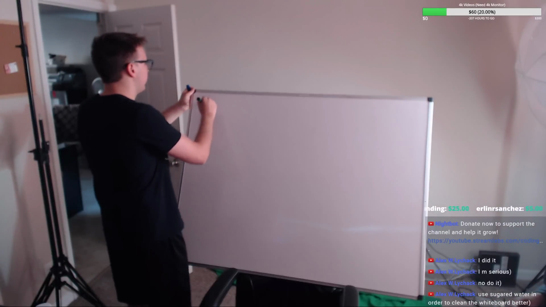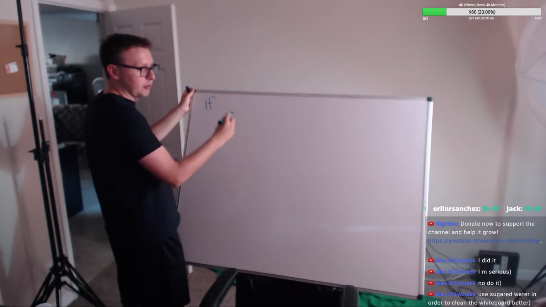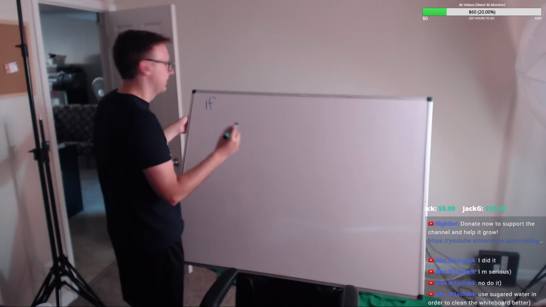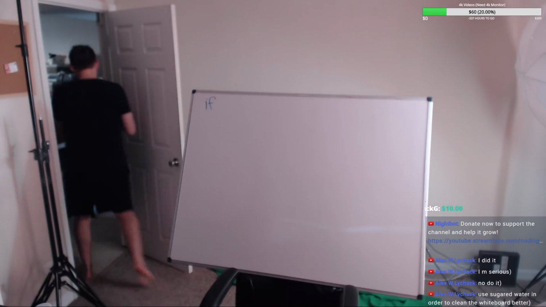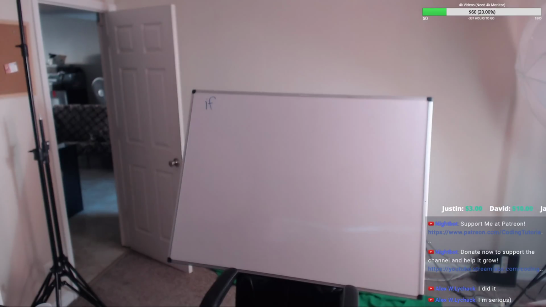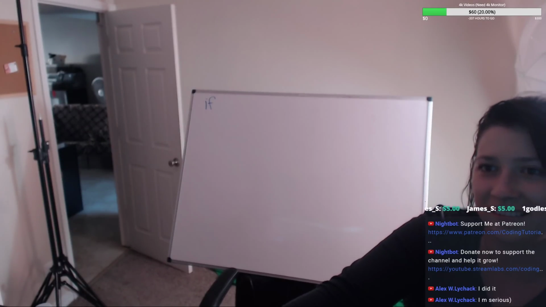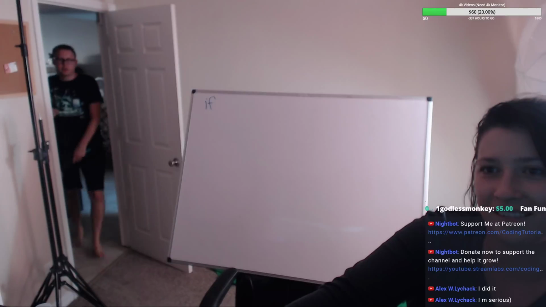So if we flip a coin, do you have a coin? No. We don't have a coin in this whole house? There might be. All right, let me get a coin. I think I know where it is. All right. So I have a quarter here.